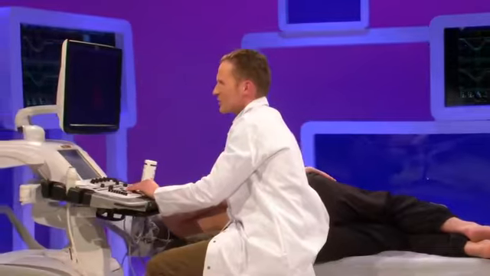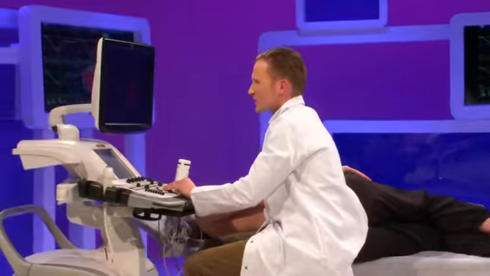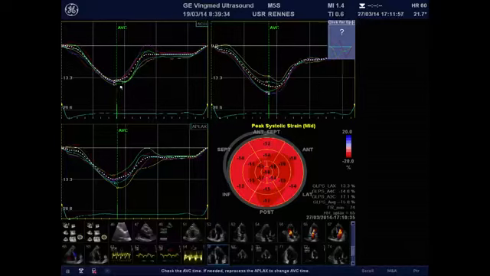We can use these curves, which are the curves displaying the strain of each segment of the LV, and in that case we can see that all these curves are quite homogeneous, which is very important.